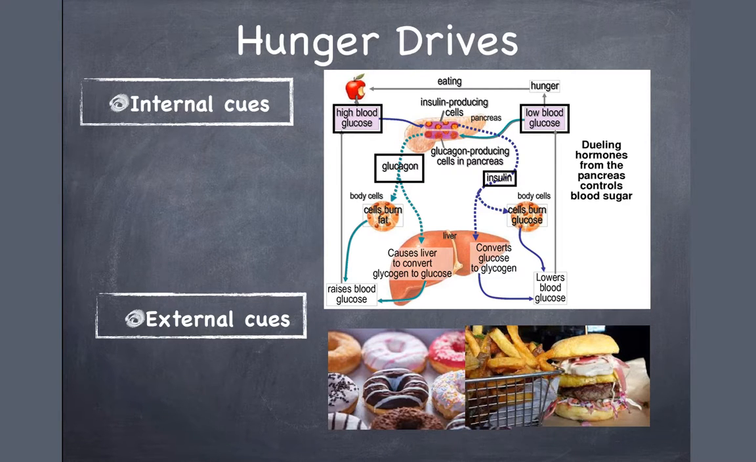Now, external cues can motivate hunger when we see or smell foods that we like. I know when I walk past a bakery that's been baking bread, I have the external cue that goes, you know what, maybe you're hungry.